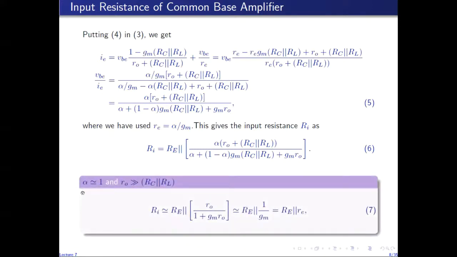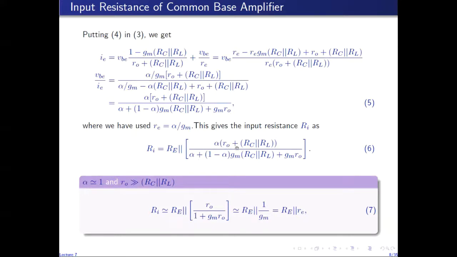Again, like we did in the case of the common emitter amplifier, after deriving the exact expression, we can use some very reasonable and well-founded assumptions to get commonly encountered approximate results. So in this exact expression, if I assume alpha to be 1, which is not a bad approximation, and assume that small r0 is much, much greater than this parallel combination, which is typically the case, then since alpha is 1, this term is 0, alpha is gone.